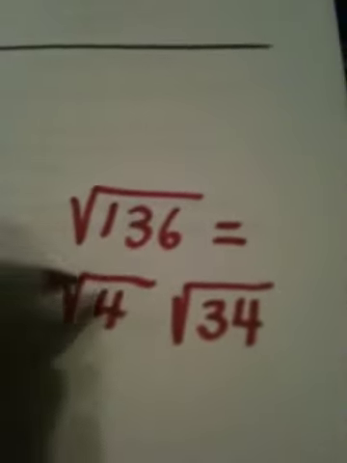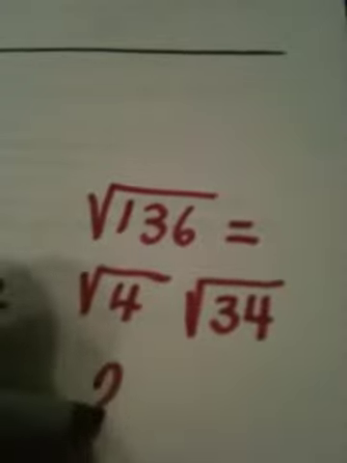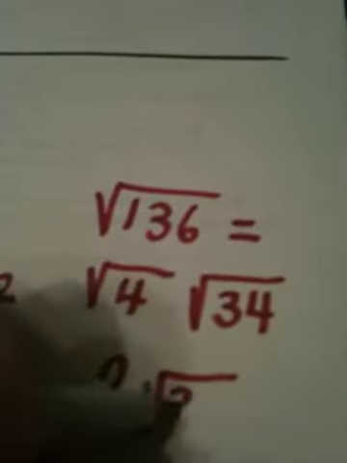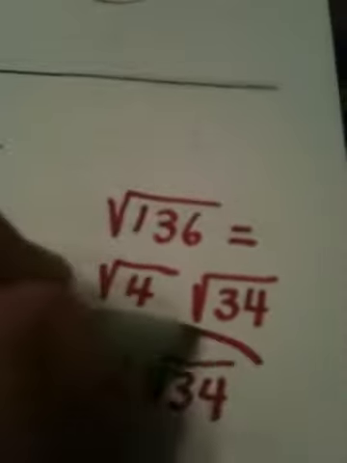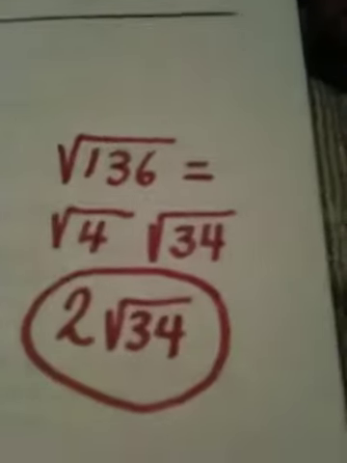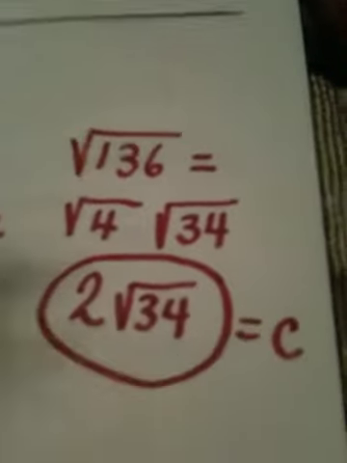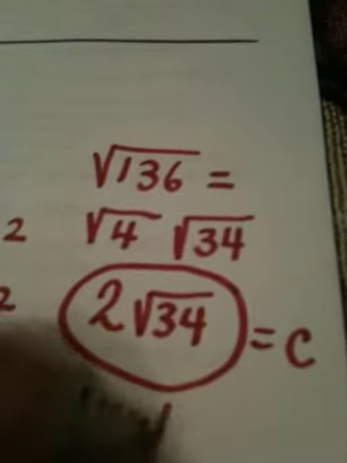34, right? And the reason I care, the square root of 4 becomes 2. Square root of 34 remains under the radical because it's junk. So this is my answer for C. This is the length of C. However many units that is.